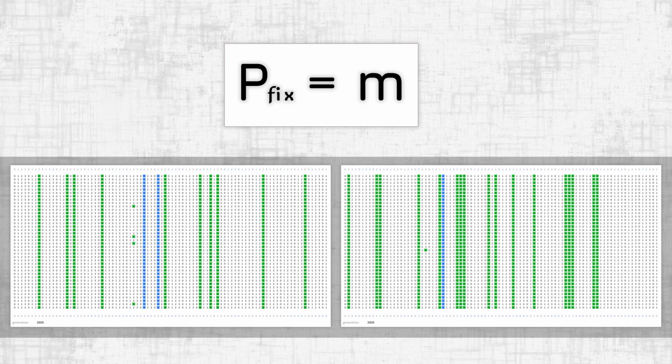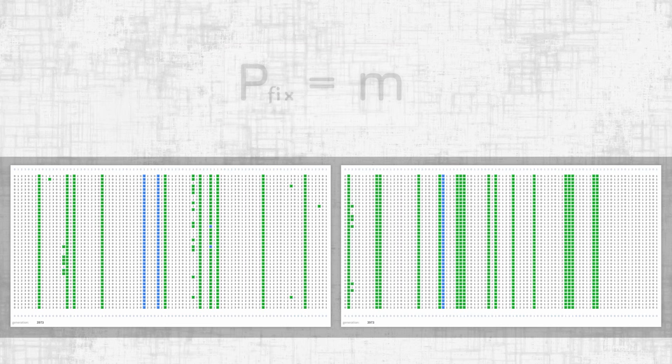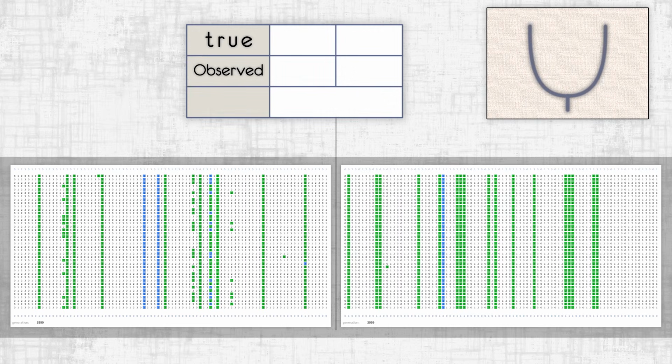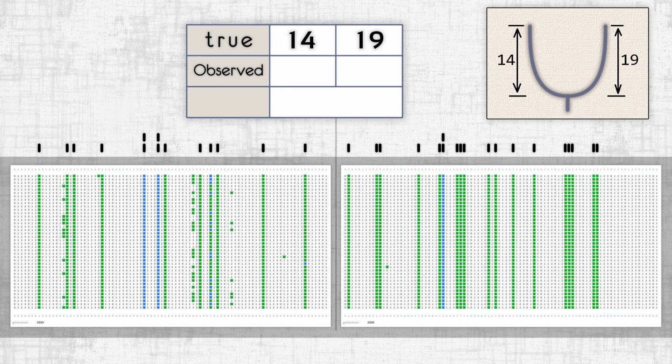1,000 generations have passed, so let's look at the results. In the left population, mutations became fixed 14 times, and in the right, 19 times. On average, this comes out to 16.5, which is virtually what was predicted.